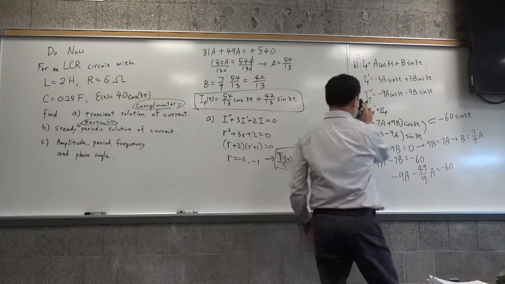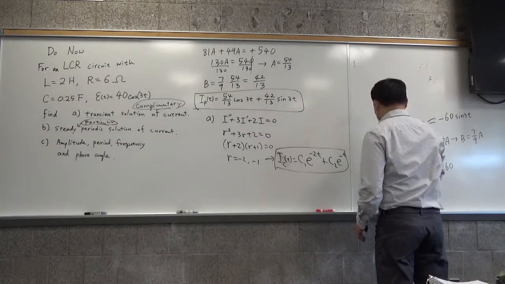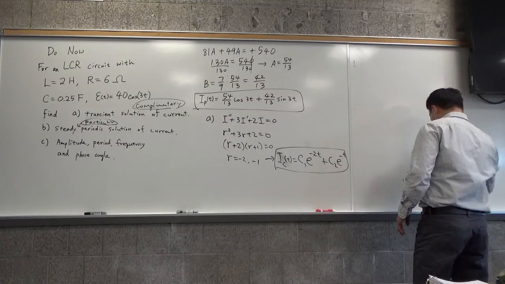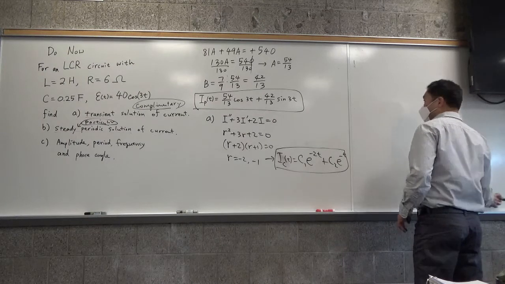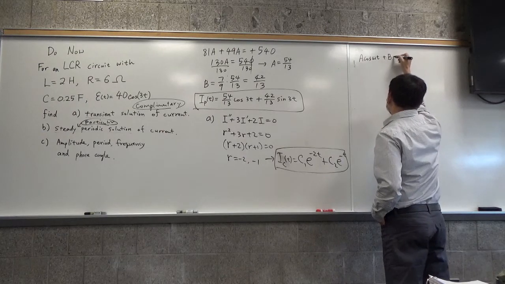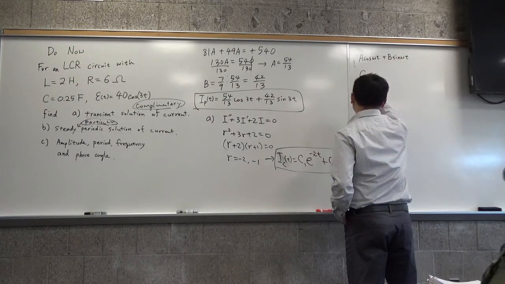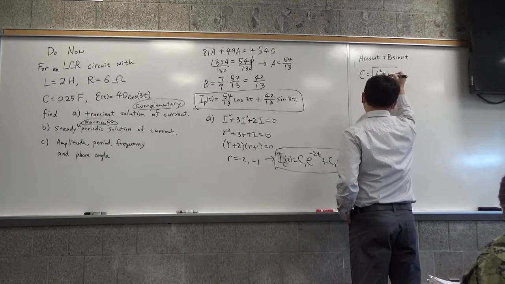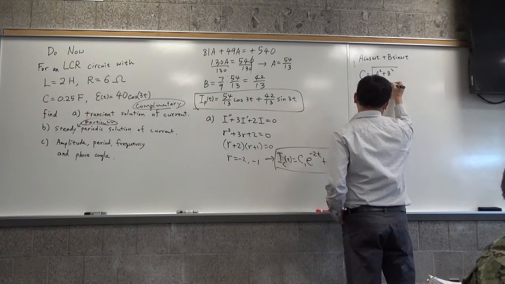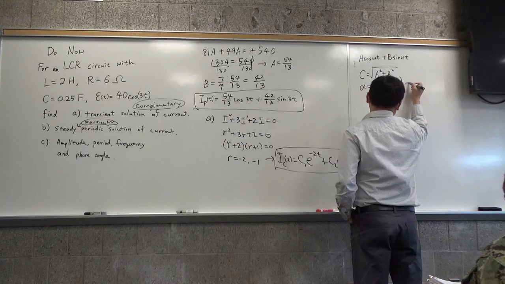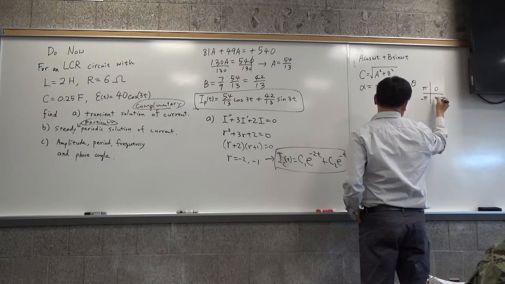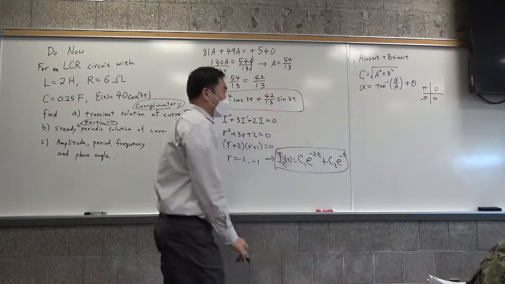Now let me erase this part. Let's try to do part C. Now for part C, you need formulas. The formulas are, if you have A cosine omega t plus B sine omega t, the amplitude C is the square root of A squared plus B squared, and the phase angle alpha is tangent inverse of B over A plus angle theta, where theta, depending on which quadrant you are in, you may have to modify it slightly. That's your theta.